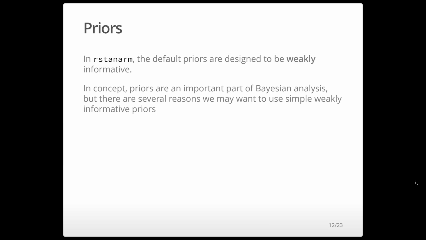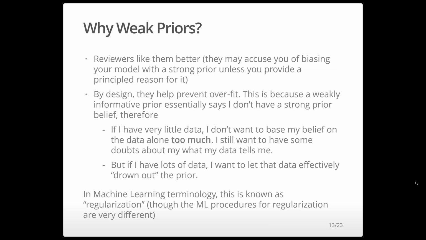So in concept, priors are an important part of Bayesian analysis, but there are several reasons we may want to use weakly informative priors as opposed to principled or strongly informative priors. So why would we like weak priors? The most practical reason is that reviewers like them better. If you use a strong prior, the reviewer may see that and accuse you of biasing your model with the prior unless you provide a really good reason for it. So if you say your prior is that the coefficient is going to be 2 and that you're really sure that the coefficient is going to be 2, then you fit your model and the coefficient's 2, that might look a little fishy.